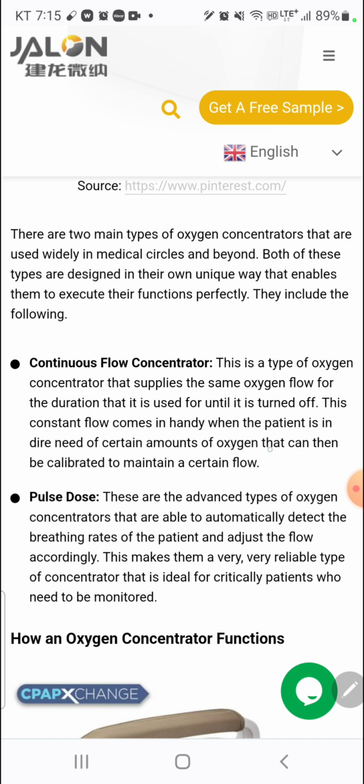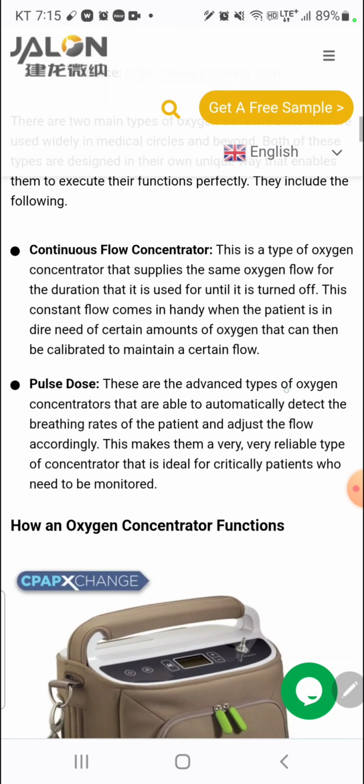This constant flow comes in handy when the patient is in dire need of certain amounts of oxygen that can then be calibrated to maintain a certain flow. Pulse dose. These are the advanced types of oxygen concentrators that are able to automatically detect the breathing rates of the patient and adjust the flow accordingly. This makes them a very, very reliable type of concentrator that is ideal for critically patients.